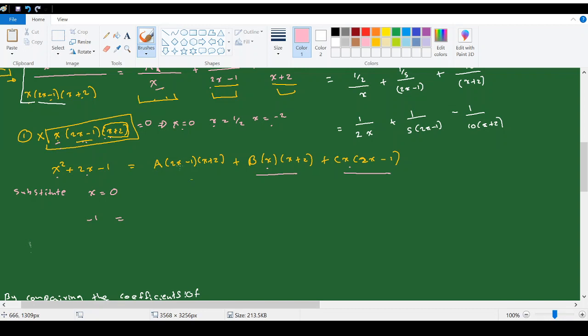And here by substituting x equals 0, this term will be 0, and therefore we will get a times 0 minus 1 times, here again it is 0 plus 2, right? That is, negative 1 is equal to a times negative 2. Therefore, a is equal to half. You just take negative 1, negative 2 to the other side, right?